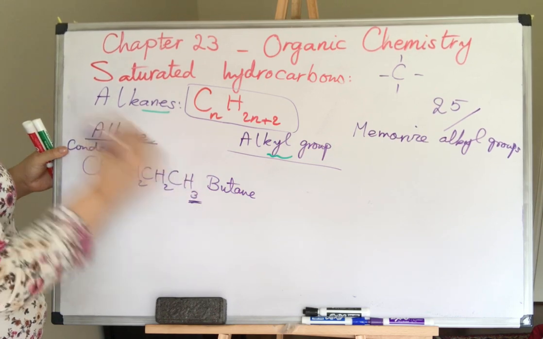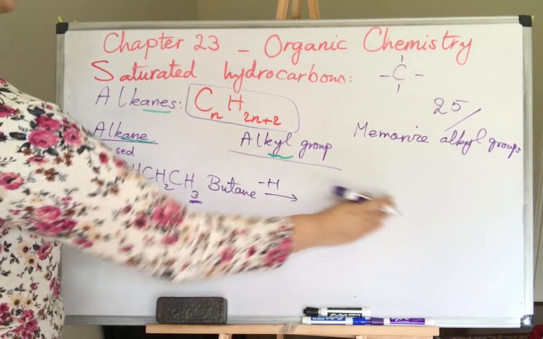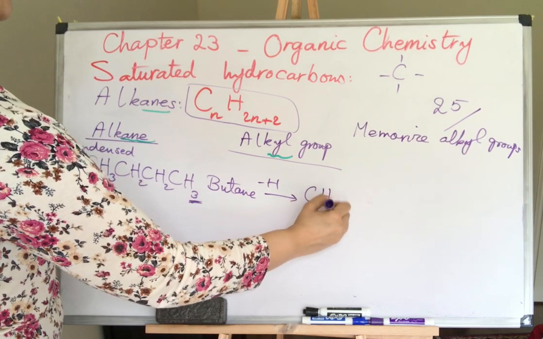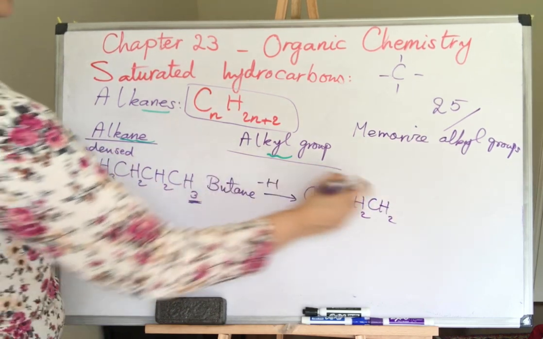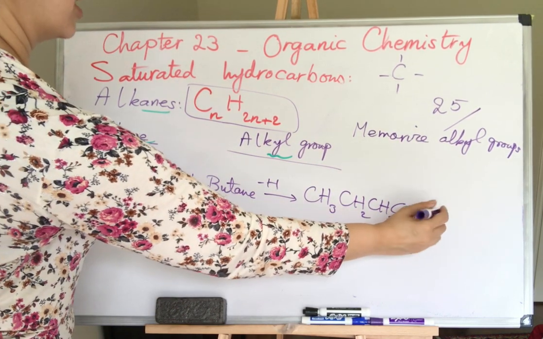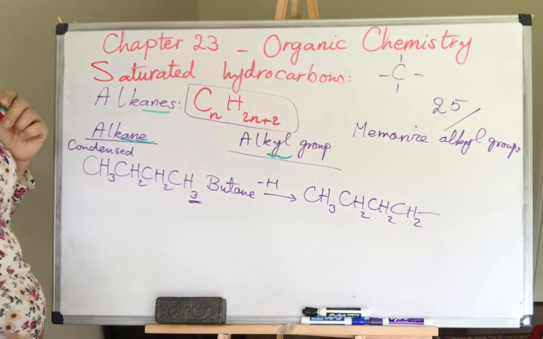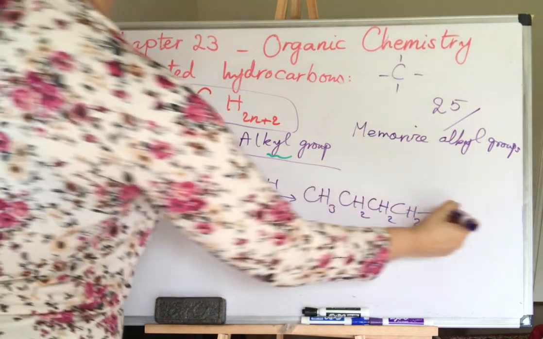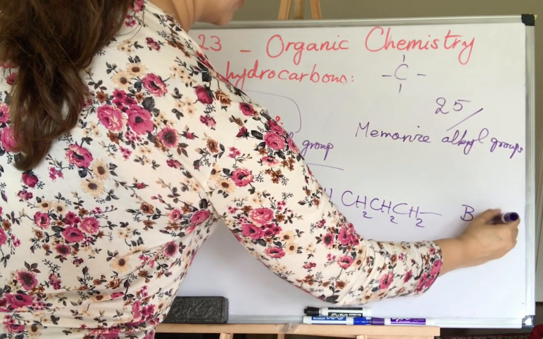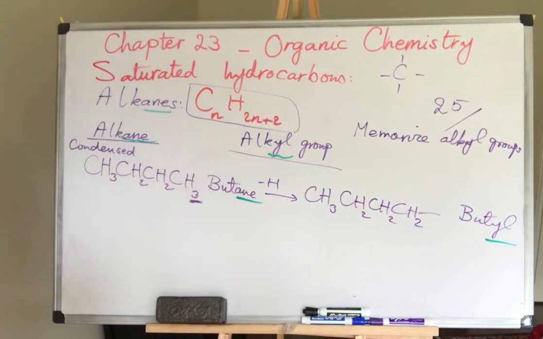You can take this hydrogen out, okay? Take it out, then you will have CH3, CH2, CH2, and here instead of CH3 you have CH2. So this would be the location of connection, right? You had a butane, so the alkyl group will change to butyl. Butyl. Okay?